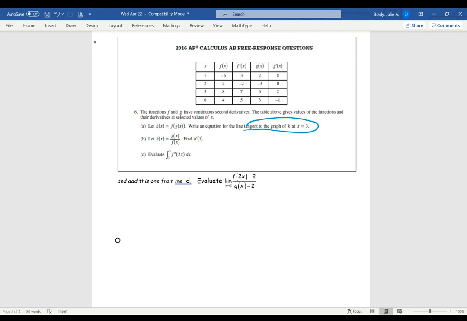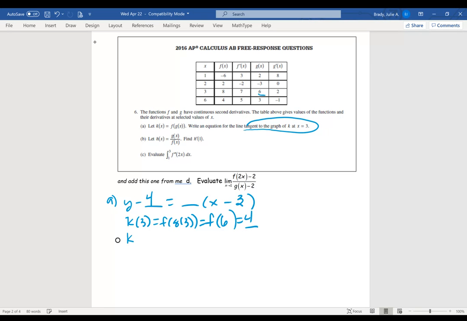We're going to find the tangent line to the graph. Okay, so we know that for A, we're going to have y minus something equals slope, x minus something, and that something's 3. Let's get the y first. So k of 3 is f of g of 3. g of 3 is 6, and f of 6 is 4. So that's the y number that goes there.